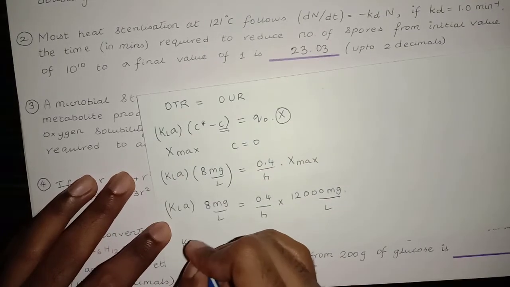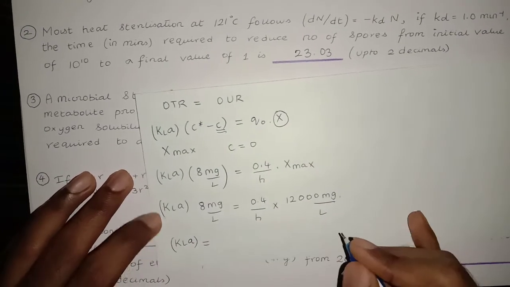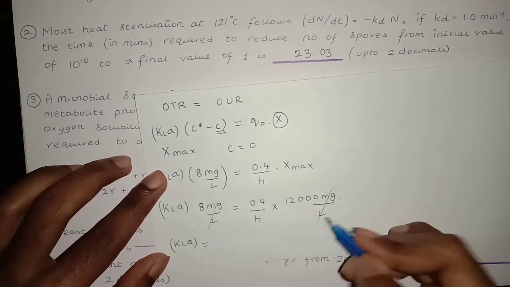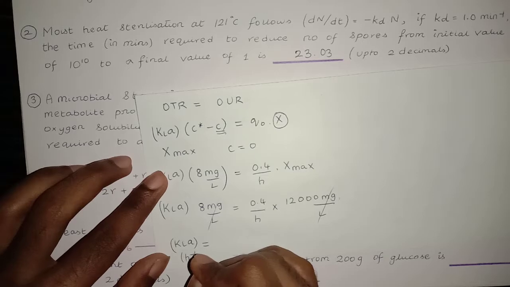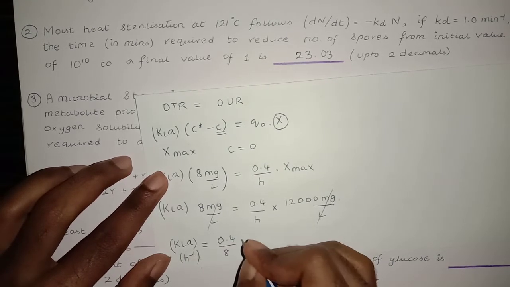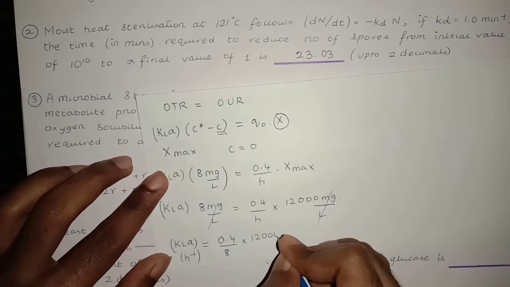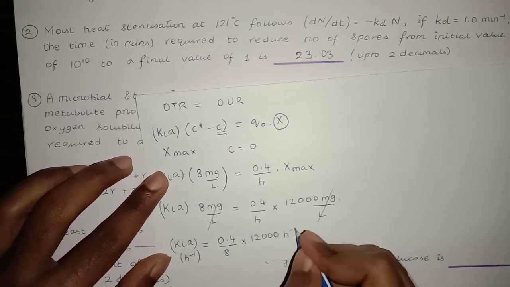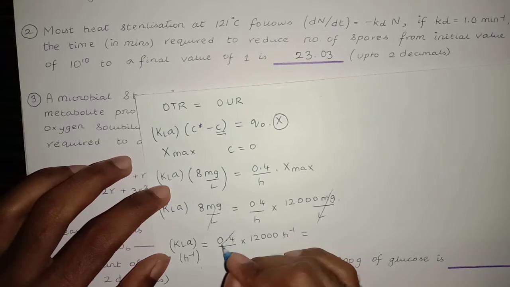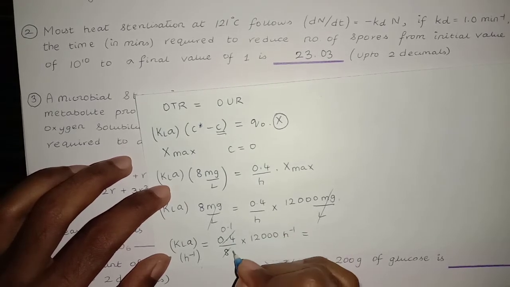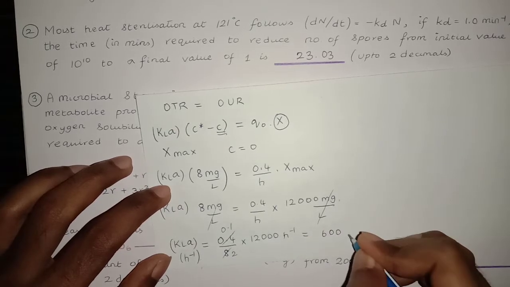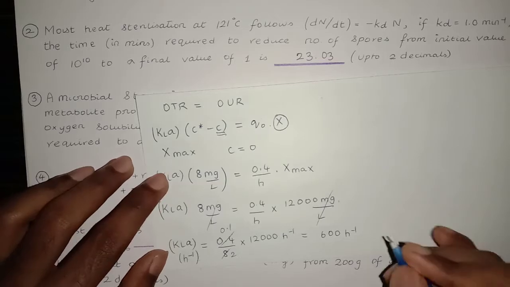Therefore, KLa would be equal to, mg per liter cancels out, KLa will have the units of hour inverse, that is 0.4 by 8 into 12000 hour inverse, that is 0.12 times 10 to the power 3, that is 600 hour inverse.